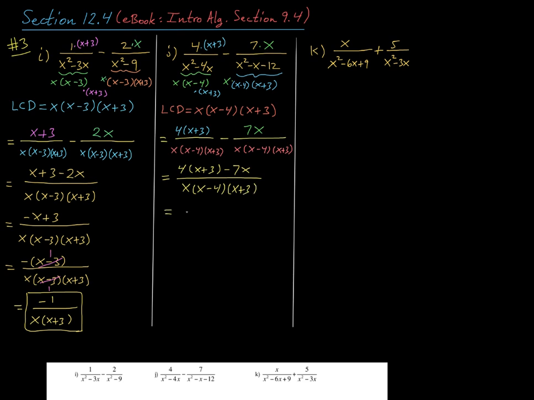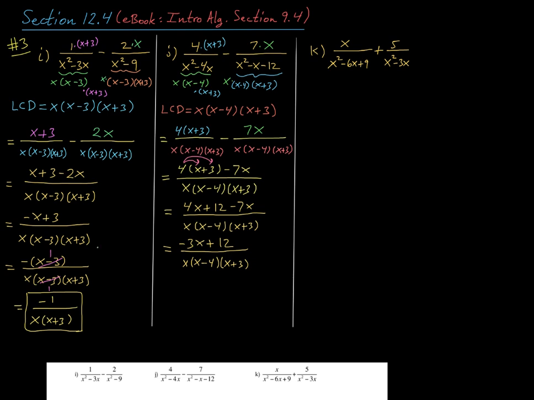All right, and then let's open parentheses and then combine like terms, and we will get there. So we'll get 4x plus 12 minus 7x, all divided by x times the quantity x minus 4 times x plus 3. And now 4x minus 7x is minus 3x plus 12, all divided by x times x minus 4 times x plus 3.